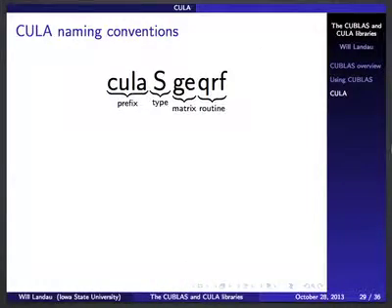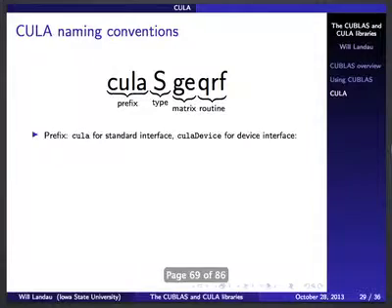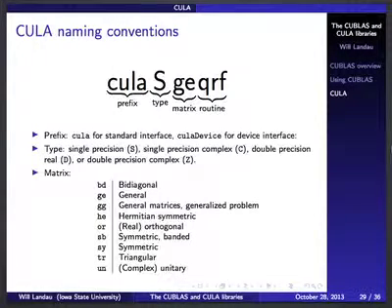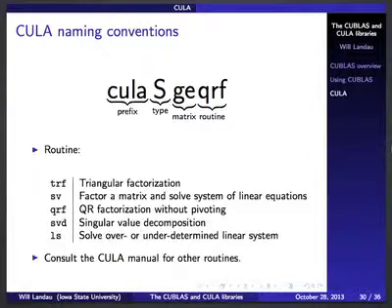All right, naming conventions. This is very similar to CUBLAS. There's a prefix that tells you what library you're using. This is CULA. Then there's a basic data type, a capital letter, the matrix type, and the routine. There are a bunch of matrix types here for reference. I'm not going to go over these, but they're there for your reference. The slides are going to be online. There are a bunch of routines that you can use, and these are mostly factorizations.